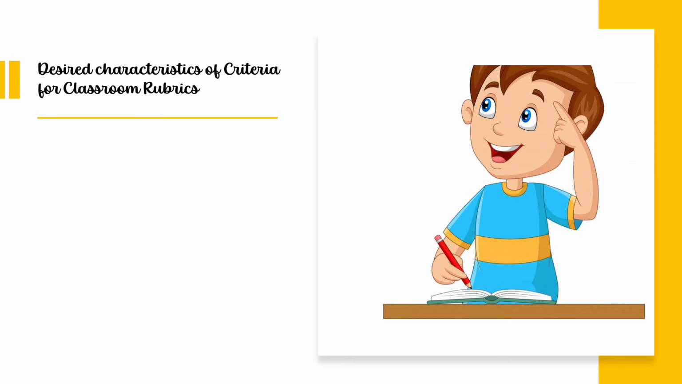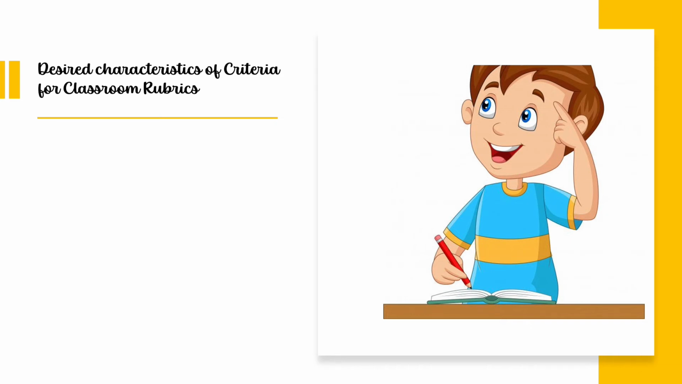Let us talk about the desired characteristics of criteria for classroom rubrics. In developing or selecting a rubric, the first question we ask is, what are the good criteria of a good performance or product that the rubric ought to assess? The criteria should be the most important aspects of quality work as described in the learning outcome and not characteristics of the performance or product task itself.